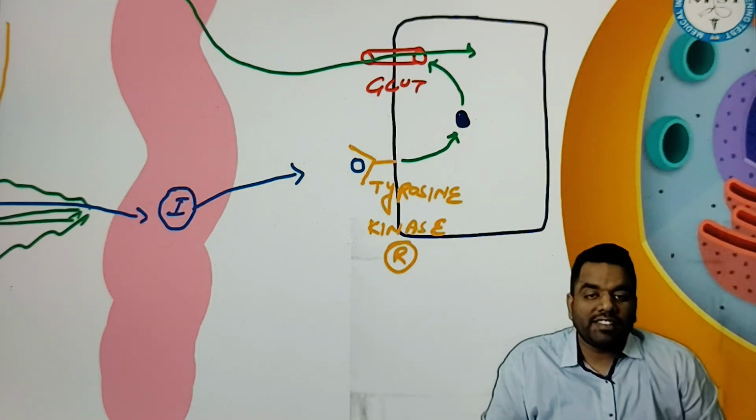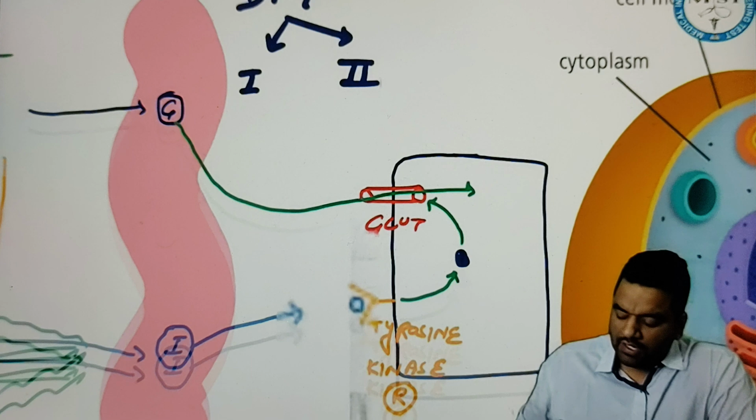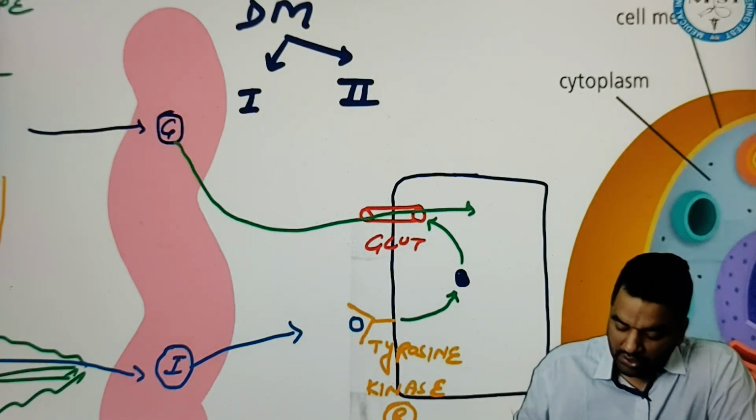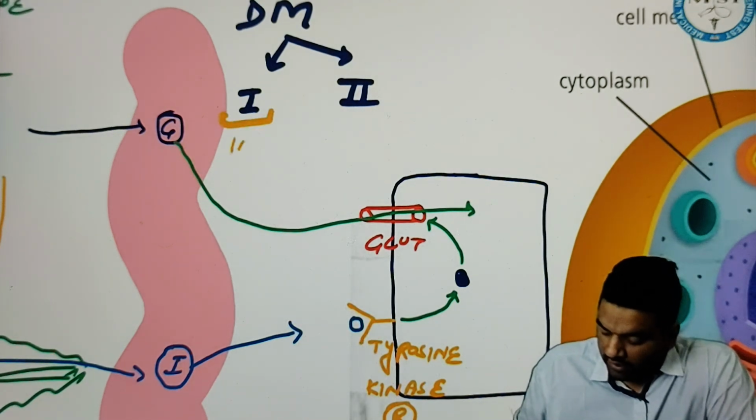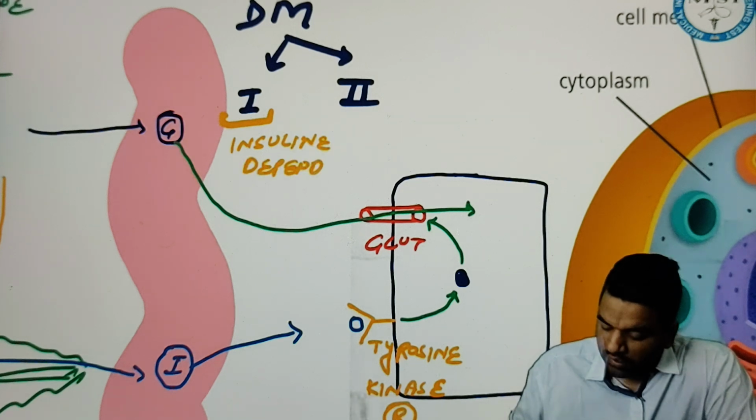And in this, what is the treatment? If there is no insulin inside, from outside you can give the insulin, right? So that is the condition we call insulin dependent diabetes mellitus, type 1. So this is type 1, insulin dependent. Now what happens in type 2?